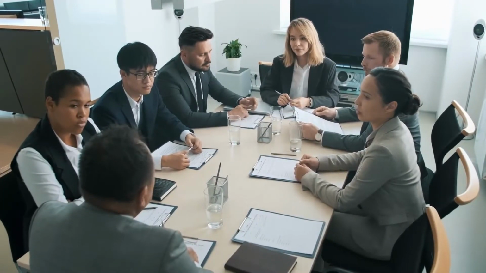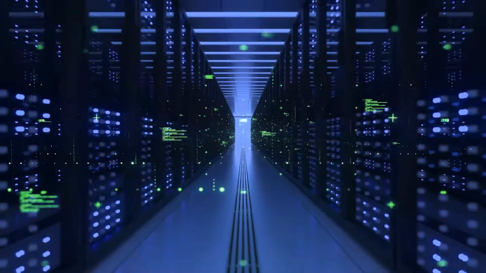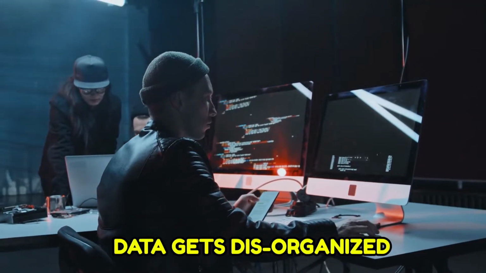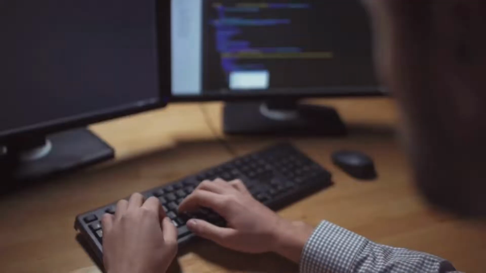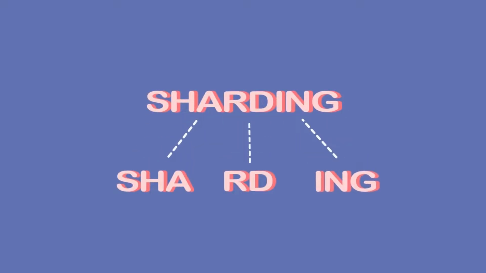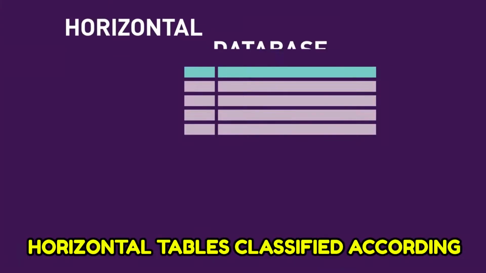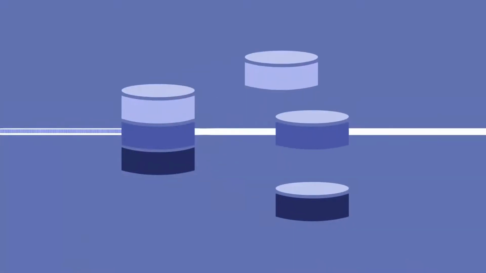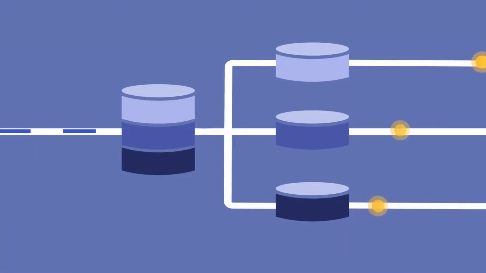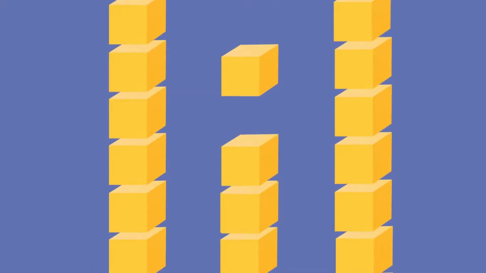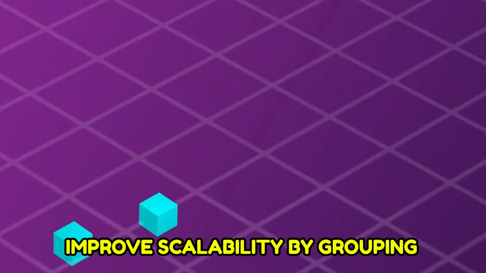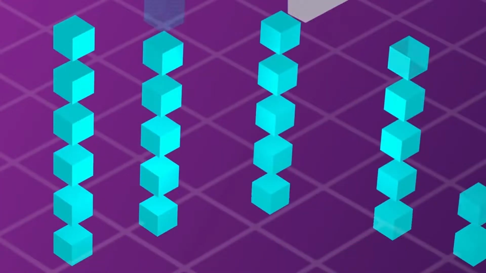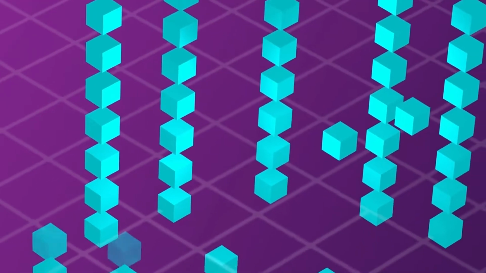As we can see in the first example, we have all the users in one table. When a database starts to get very large, we face big problems because the data gets disorganized and becomes unmanageable. However, if we apply sharding as in the second example, we can find an infinite number of horizontal tables classified according to a certain degree of homogeneity. In this way, in the end, what we want is to fragment a single table into several tables with less data each. This allows us to improve scalability by grouping less data in smaller tables so that access to them is much faster, and we can also improve their control.